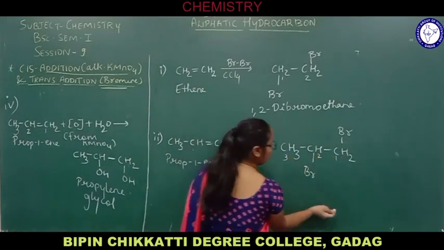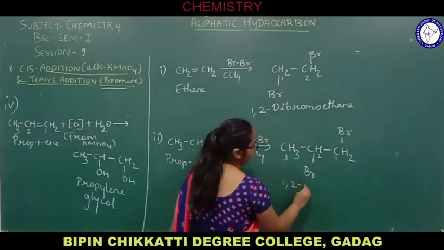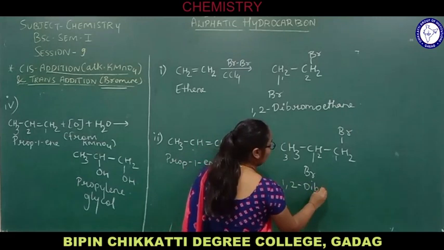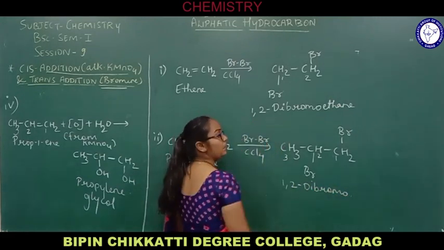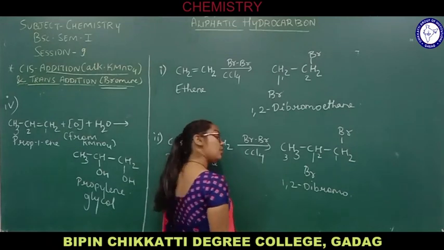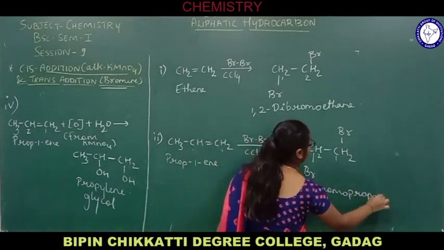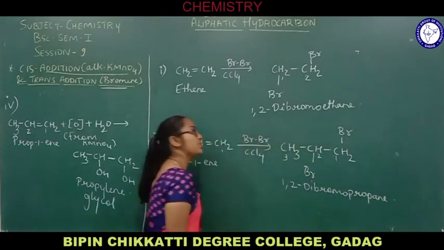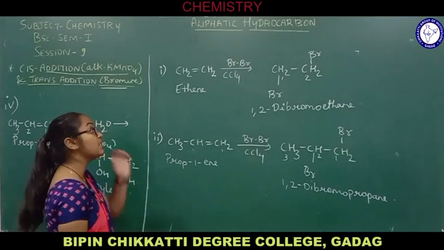So the name for this product is, 1, 2, 3. At 1 and 2 position, bromo is there. So 1,2-dibromo. The parent alkane is 3 carbon. 3 carbon alkane is propane. So it will be 1,2-dibromopropane. This is how the anti-addition or trans-addition of bromine water will take place towards the olefin.